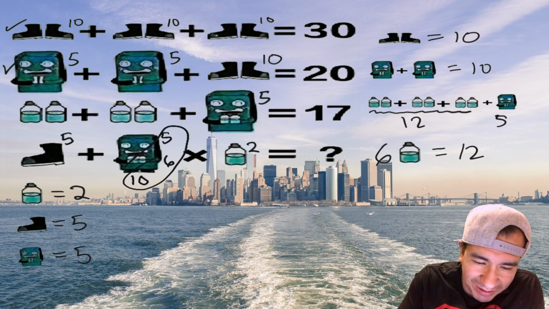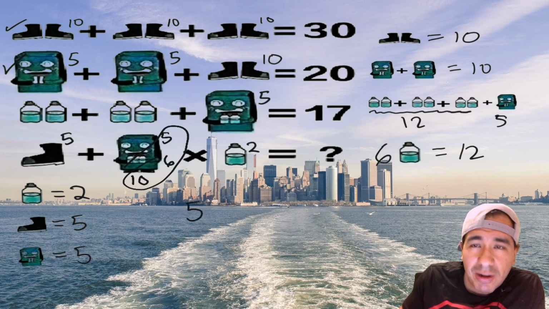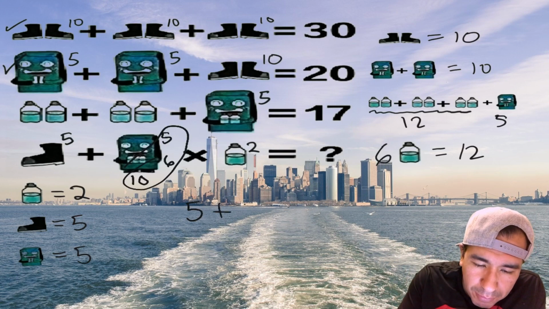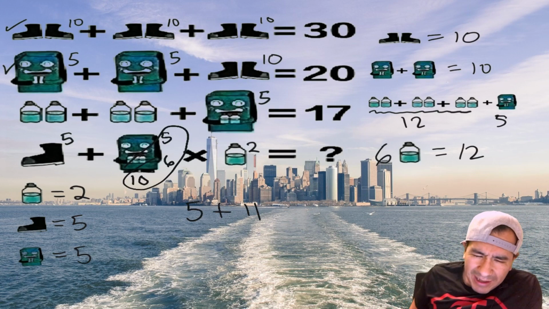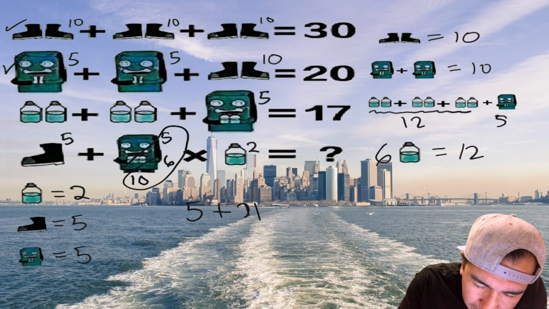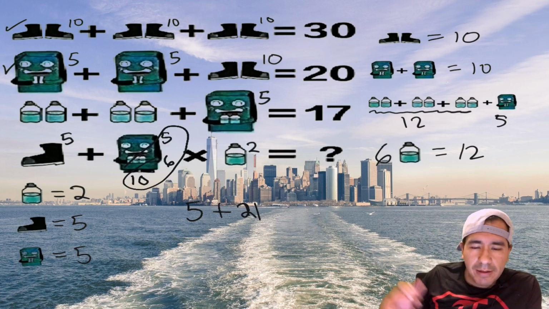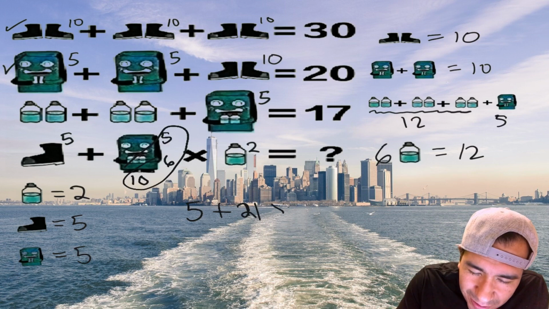So let's rewrite this equation. So our last equation, what it looks like is we got the 5 plus the 11, not 11, I said 21, that's an imposter. Plus 21, I don't know how it looks, can't see, times the 2, right?